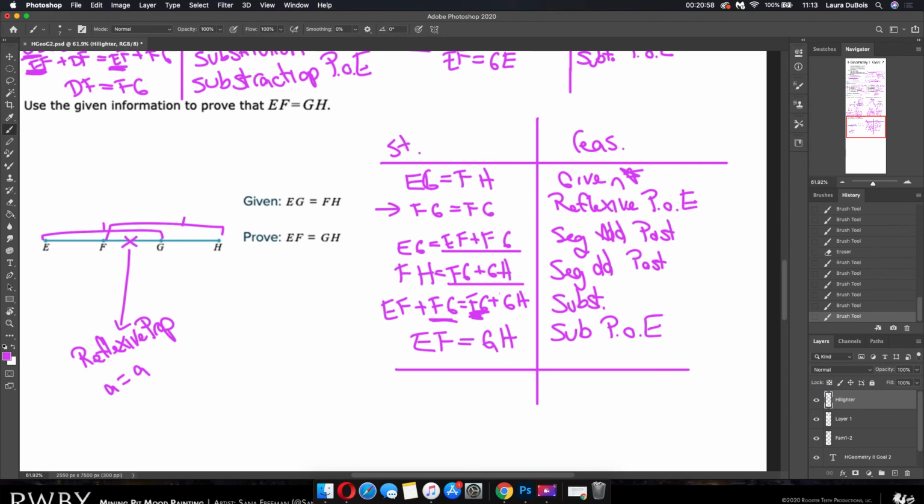And there is our last line. EF equals GH. Therefore, we are done. And then when you hit validate, it will say, huzzah, your proof is complete. And then you'll have the problem done.